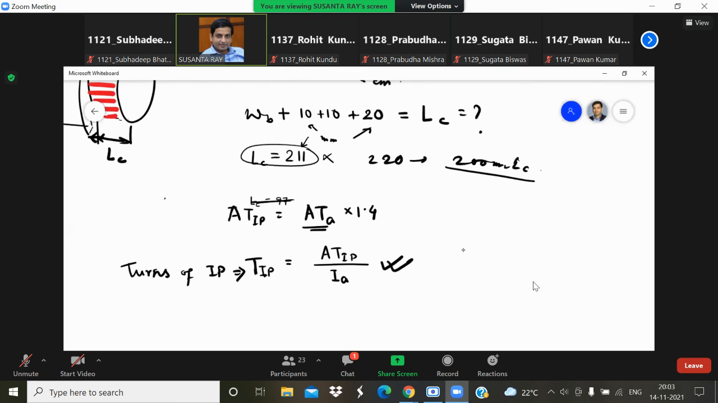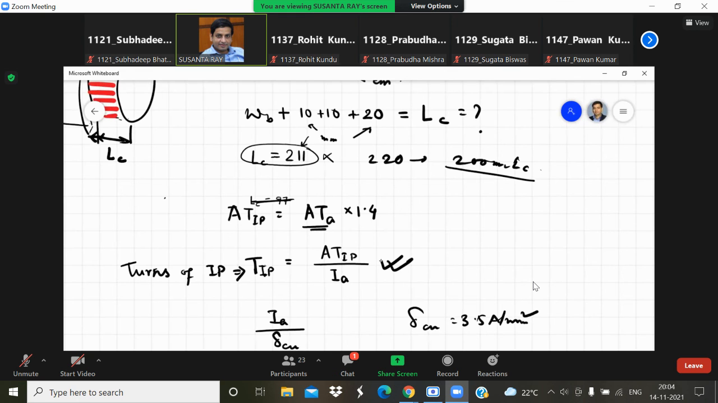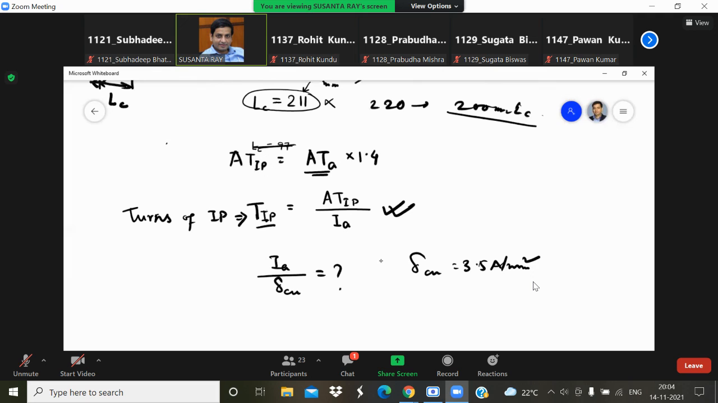And another thing, that is the area of the conductor. See how the area of the conductor is calculated? By the current density. So the current density you take 3.5 A per mm square. So these two things you have to find out: the number of turns in the interpole, and the cross-section area of the conductor. Okay, so these are the tools.